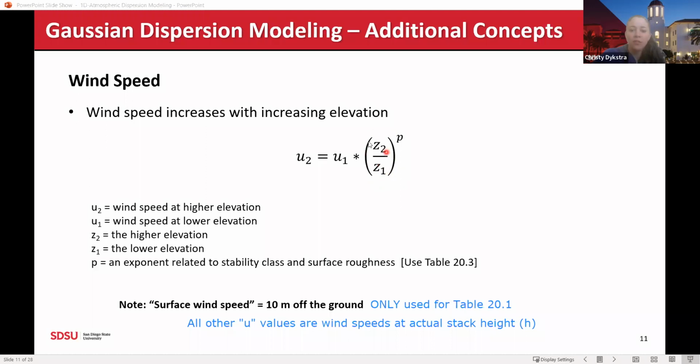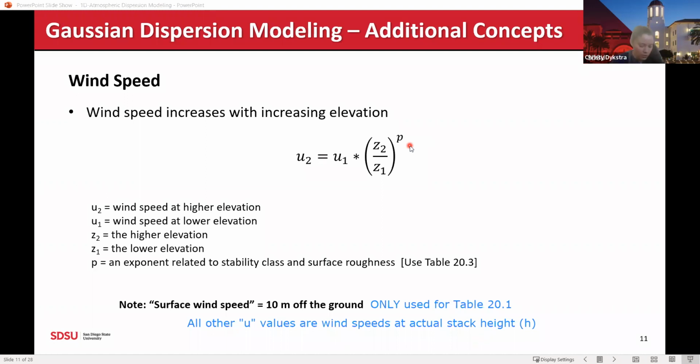And then we need Z2, which is going to be the actual stack height of our stack. And then the last piece of information we need is this P. This is an exponent that's related to stability class and surface roughness. And so you will use table 20.3. So 20.3 lists different stability classes and requires you to select either rough surface or smooth surface.